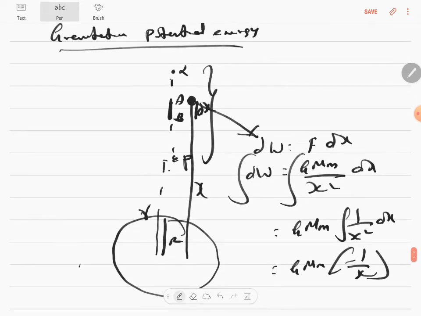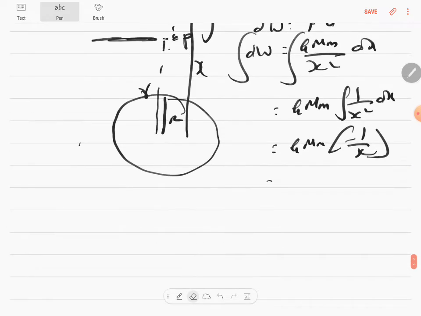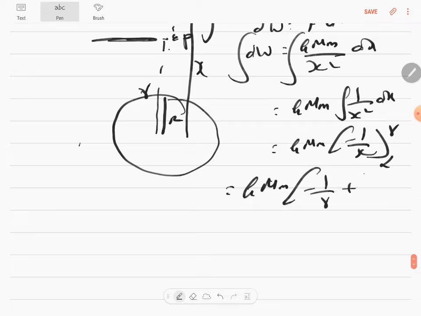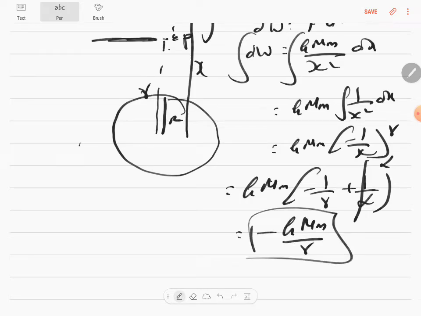Integrated from infinity to r. You are bringing it from infinity to r, this r here. So, it is from infinity to r. Upper limit minus lower limit is minus 1 by r plus 1 by infinity. 1 by infinity is 0, upper limit minus lower limit. It will become minus G capital M small m by r, which will be the gravitational potential energy.